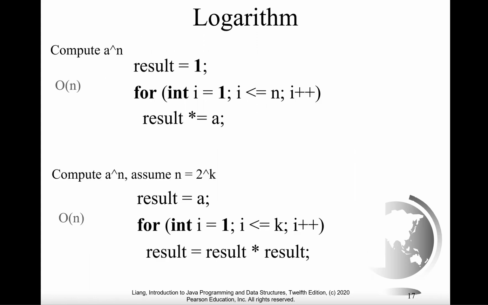Finally, let's look at this example here. We're going to compute A to the power n, so A raised to the power n. And this is the loop we're going to write. Just have this result is 1, and we're going to multiply A to the result n times. So the complexity is order of n.